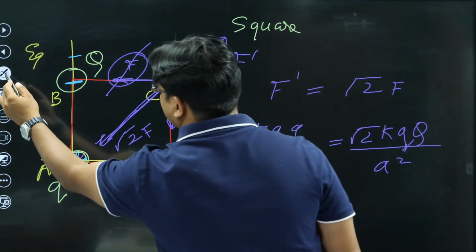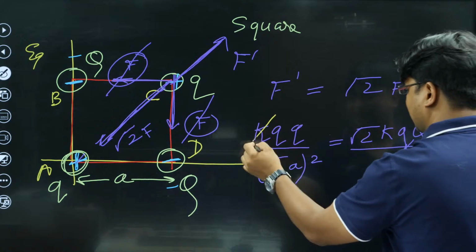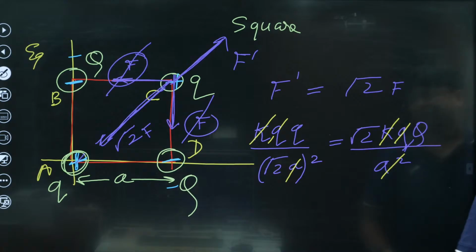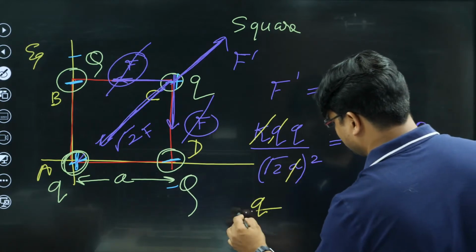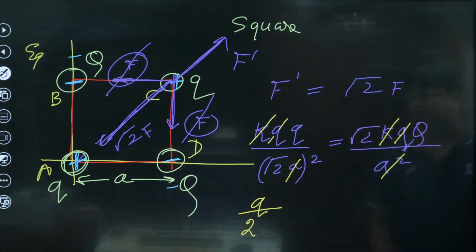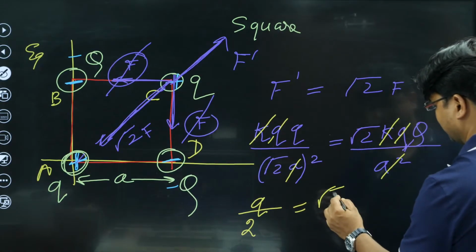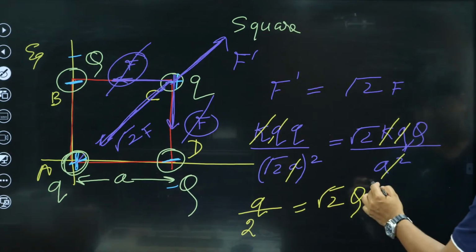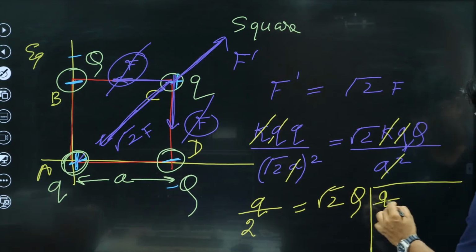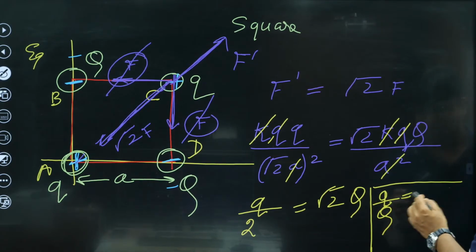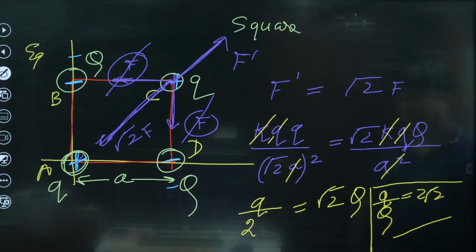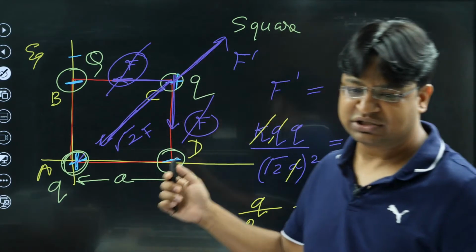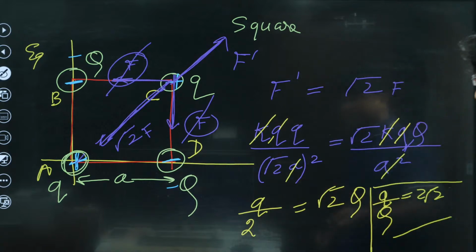And now many things will get cancelled. Let's cancel them out. K gets cancelled. One Q gets cancelled here. A square gets cancelled here. So we are left with small q upon 2, √2 square becomes 2, is equal to √2 into capital Q. So from here we get the ratio of small q by capital Q. This ratio is 2√2. So we have to maintain this ratio to get net 0 force on C, and we have already discussed the polarity also. So that is one thing.